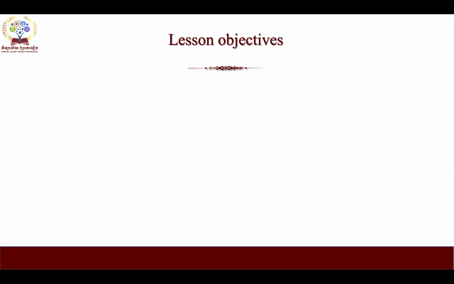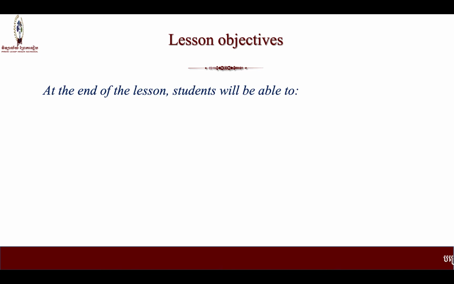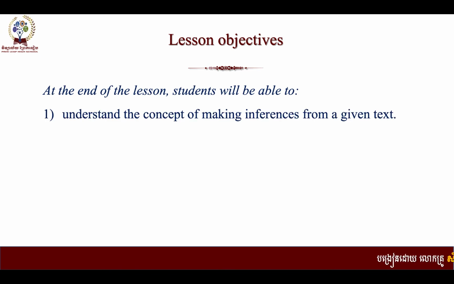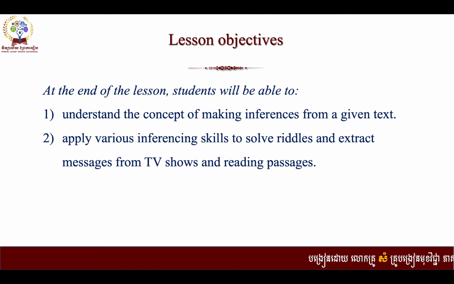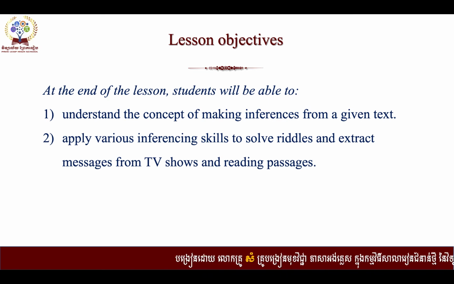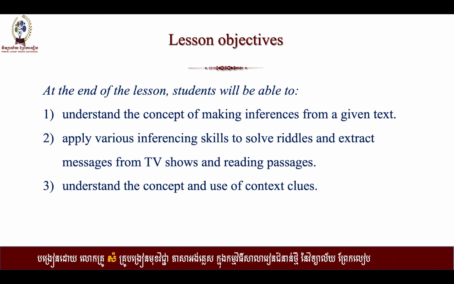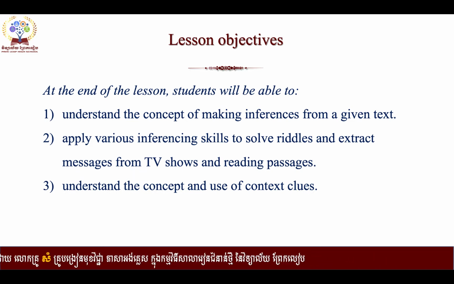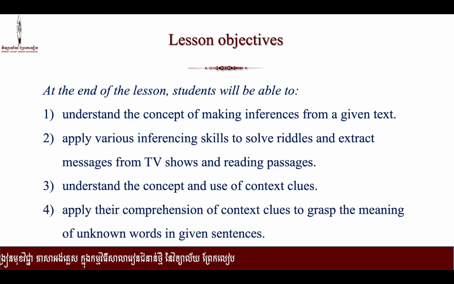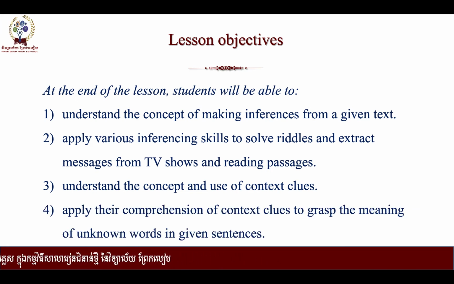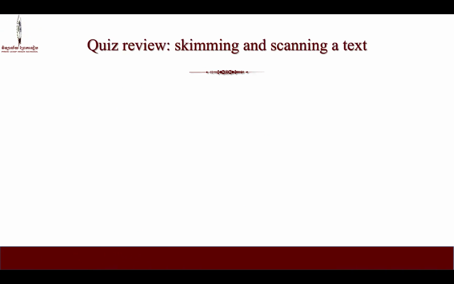So your lesson objectives: by the end of your lesson, you will be able to understand the concept of making inferences from a given text. And then after understanding that, you'll be able to apply some inferencing skills to solve riddles and also get messages from TV shows and reading passages. You'll also understand what context clues are and what their use is. And then, like for inferences, you'll apply your understanding of context clues to understand the meaning of unknown words in a given sentence.